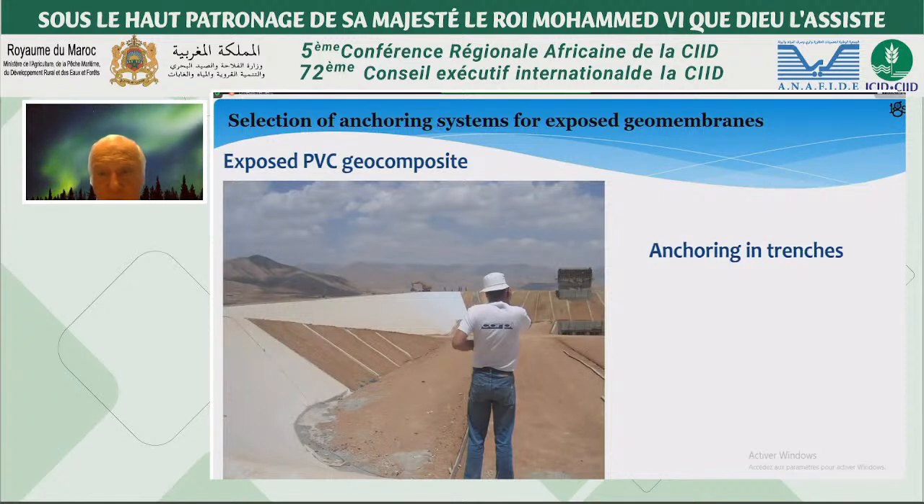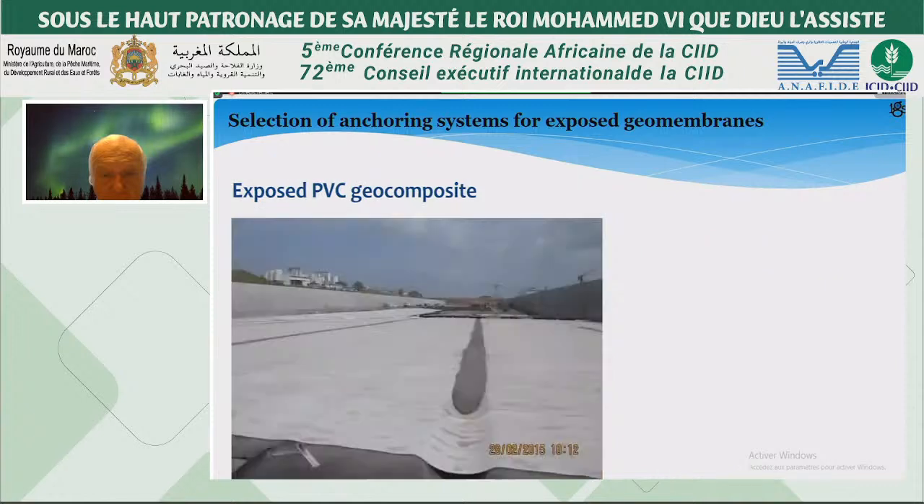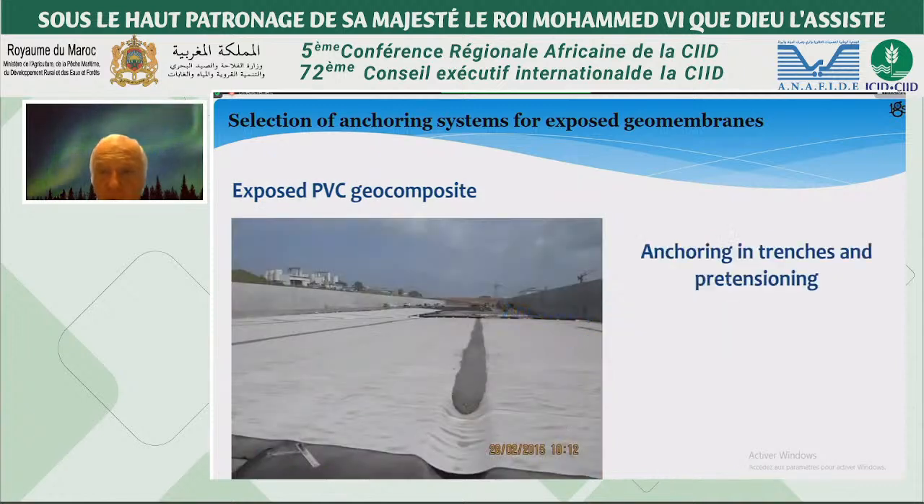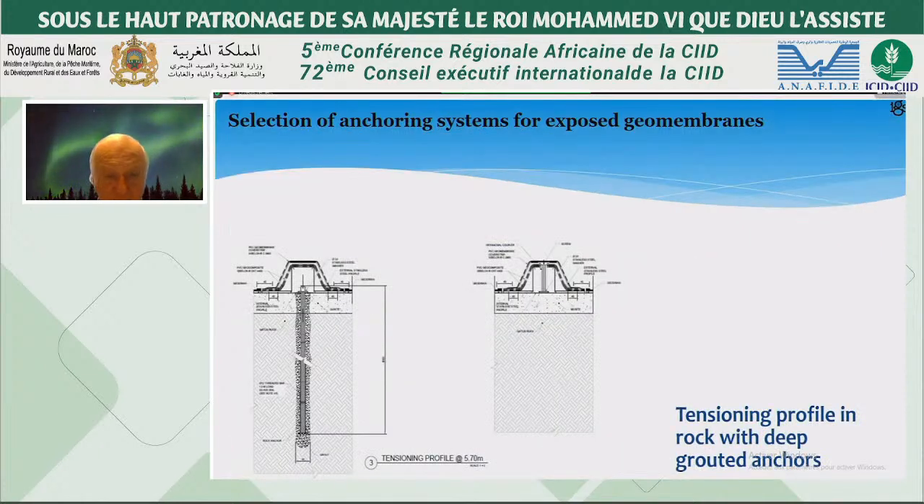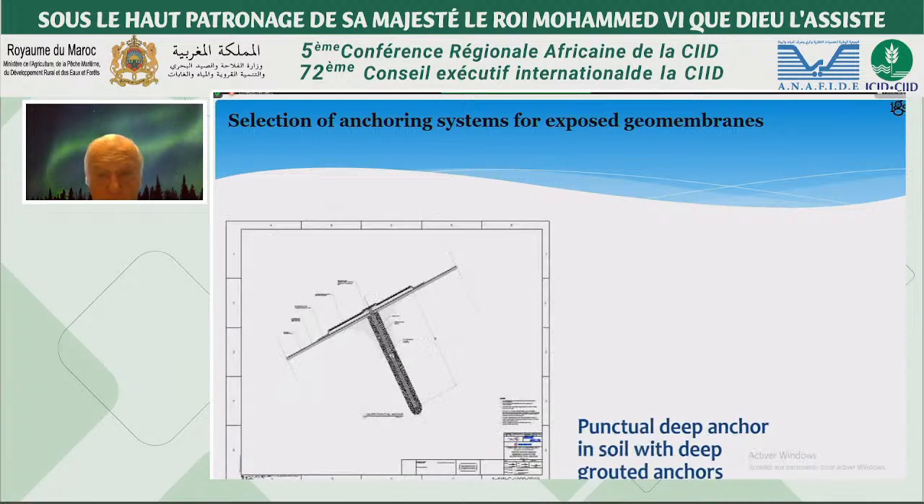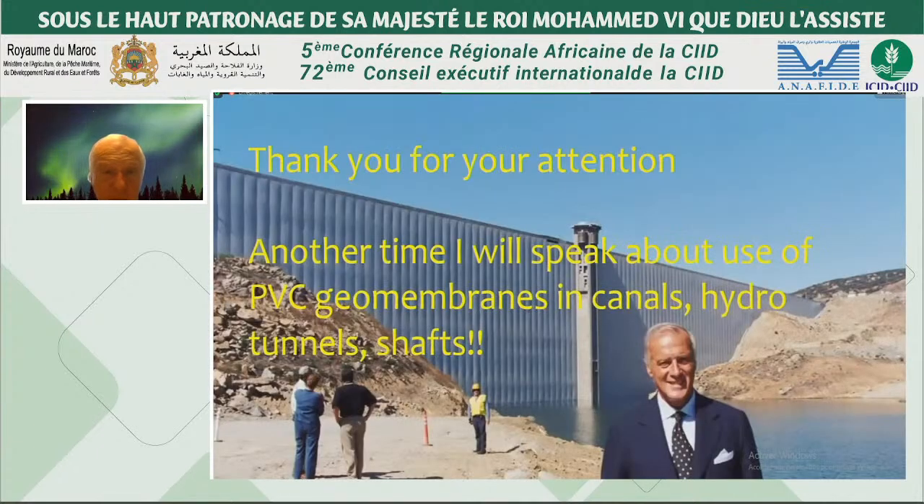There are several ways to anchor the geomembrane in reservoirs. We have the anchoring in trenches, like at Gurang in Iran, or anchoring in trenches and pretensioning, like it was done in some portion of the Panama Canal water-saving basin. They have been used also with tensioning profiles with deep grouted anchors, or with the punctual deep anchoring in soil and deep grouted anchors.